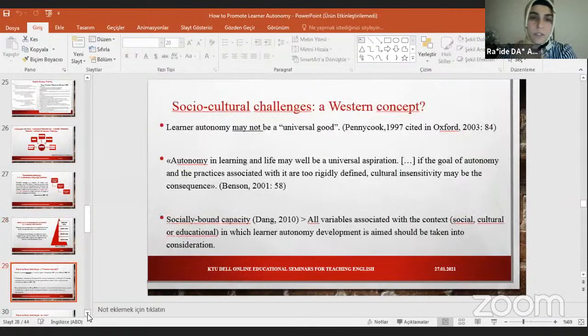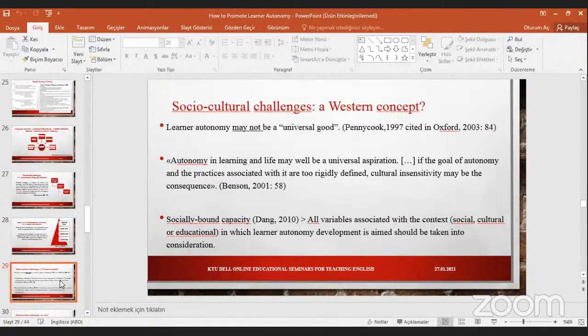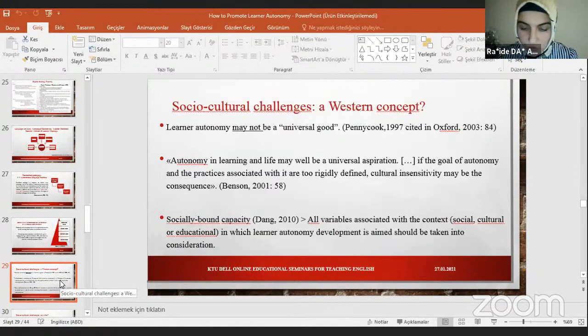Another challenge, yes, the entire system. And another challenge is the socio-cultural challenge that you can experience while you are trying to make your students autonomous. Because, as I said at the very beginning of this presentation, this concept is regarded as a Western concept because it was firstly devised for adults who are living in Europe and mostly in North America, and the concept was suggested for those who are living in that society, in that cultural context.